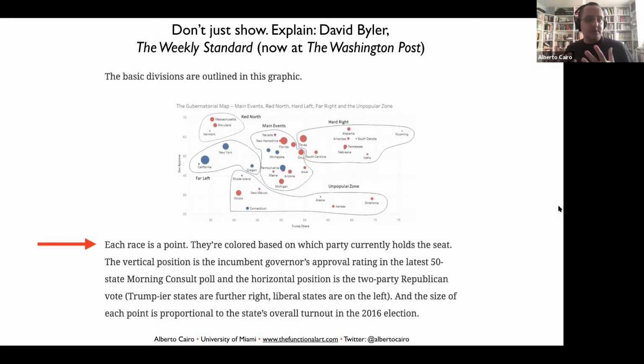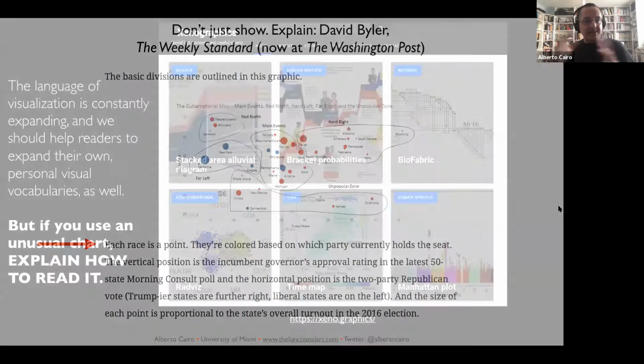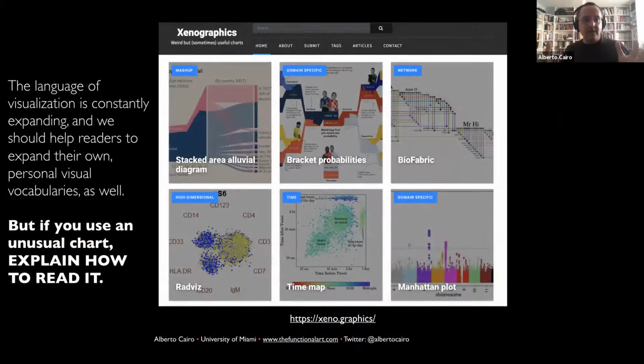And another reason to include explanations is that you may expand people's vocabulary when it comes to talking about visualization. Some of you are probably familiar with Xenographics, which is a website by a designer called Maarten Lambrechts from Belgium, which collects tons of weird visualization forms, all the innovative ways people come up with to visualize data.